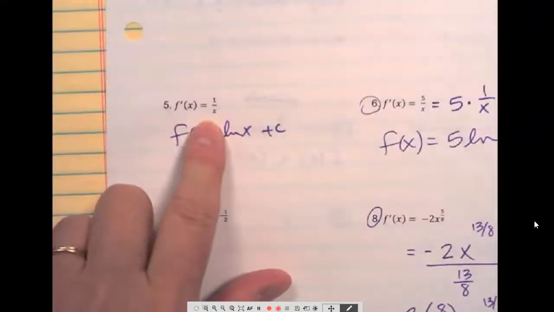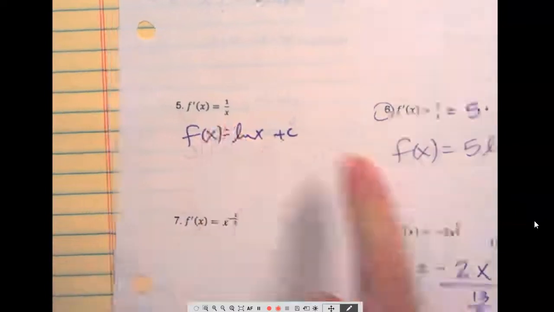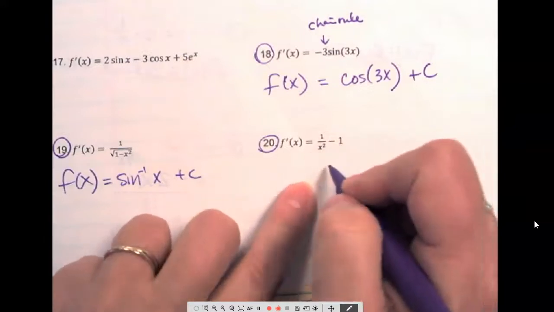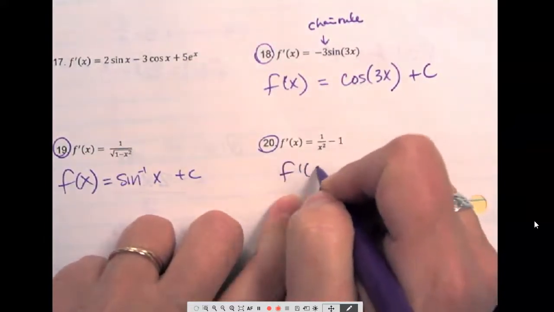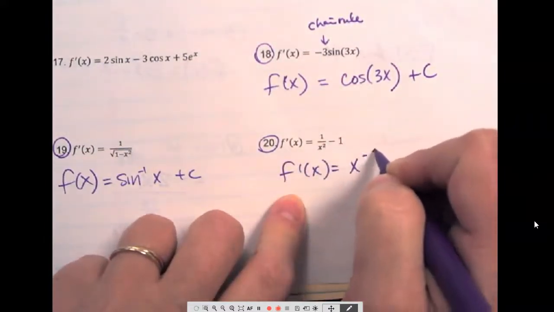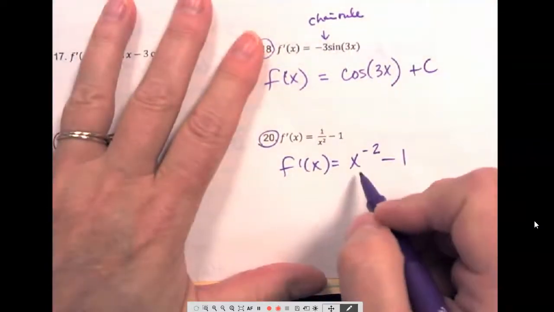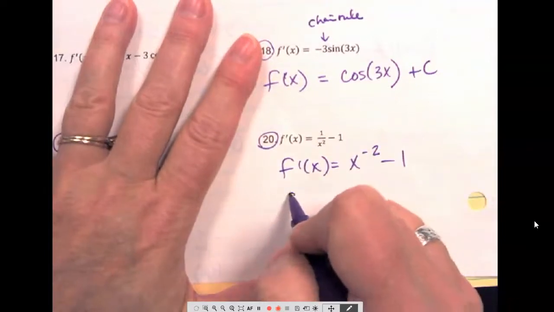If it's 1 over x, then that's your natural log. But if it's 1 over x squared, that is not natural log. I would just rewrite this as x to the negative 2. And then let's use the exponent rule. So I'm going to add 1 to the exponent.